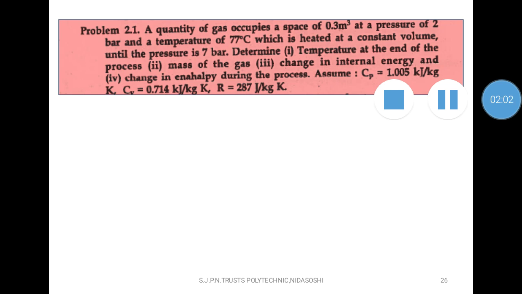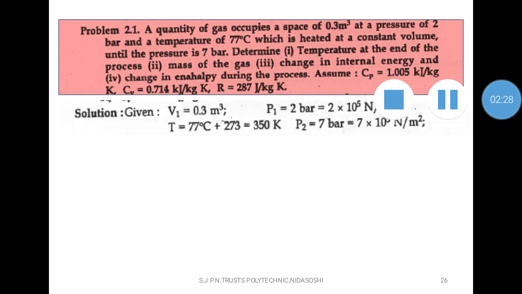For this we have to assume the specific heat at constant pressure Cp is equal to 1.005 kJ per kg Kelvin, Cv is equal to 0.71 kJ per kg Kelvin, and the gas constant R is equal to 287 joule per kg Kelvin. This is a problem which has been asked in previous year examinations. So first we will study the given data. What is the given data?